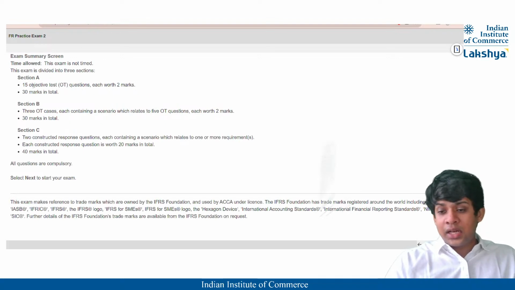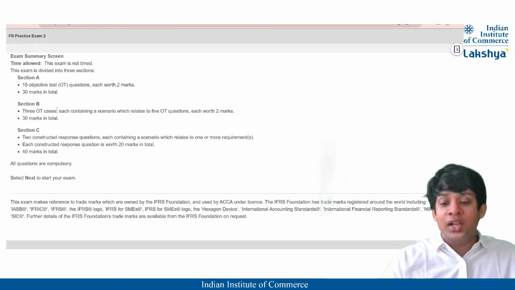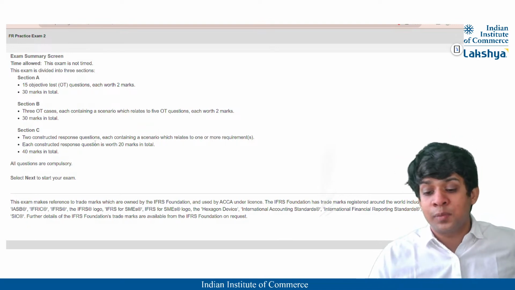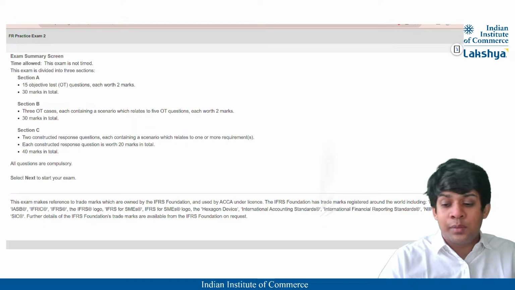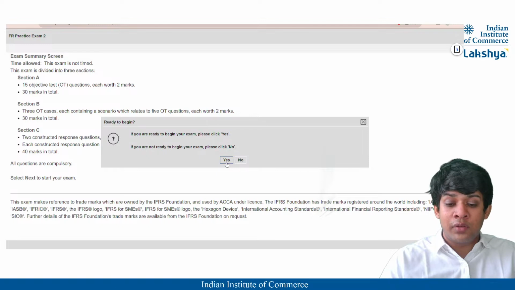So they are also mentioning how the questions will be. Section A will be 15 questions, 2 marks each. Section B will also be 15 questions depending on 3 scenarios, 2 marks each. And section C will be 2 constructed response questions. That means you have to construct your own response there. It is not an MCQ based question. Then you click on next and they will ask you if you're ready to give your exam.